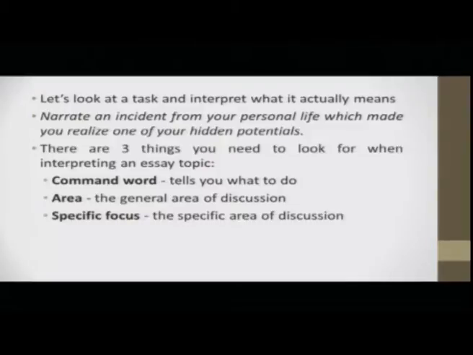So, what is the area? Area, if you can see here, is an incident from your personal life. The task very clearly says an incident, a single incident, and personal life. So, these are key things. So, this is the area, you can say here.